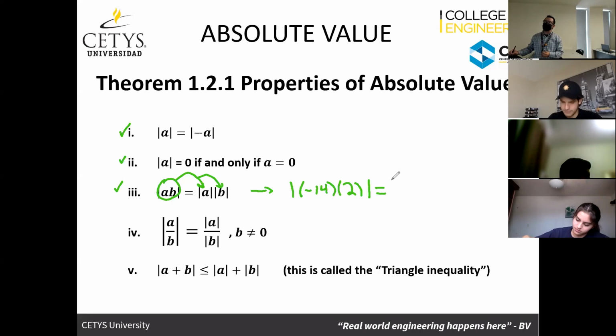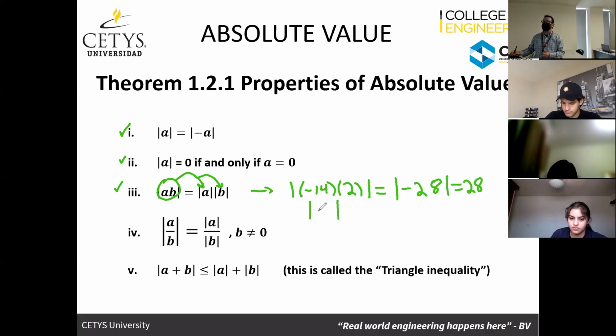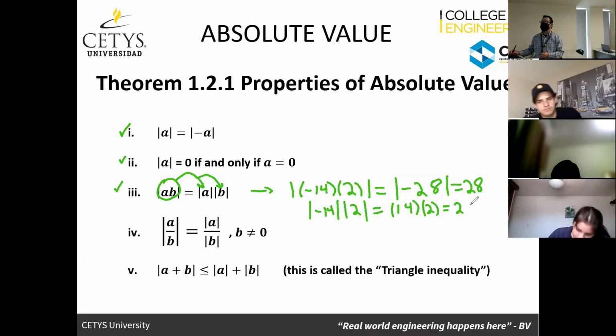If we multiply these two numbers, this is minus 28. And the absolute value of minus 28 is 28. However, if we apply the property, that means that this is also equal to the absolute value of minus 14 multiplied by the absolute value of 2. The absolute value of minus 14 is 14. The absolute value of 2 is 2. And that means that this is 28. Okay. Same thing happens with the division, as long as the denominator is not 0. Okay.